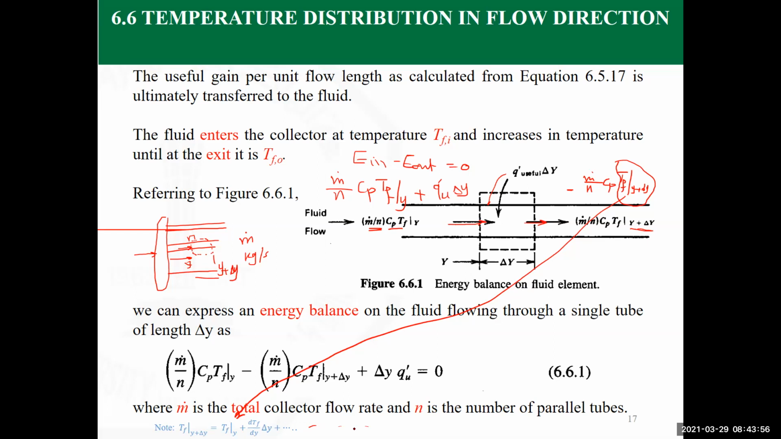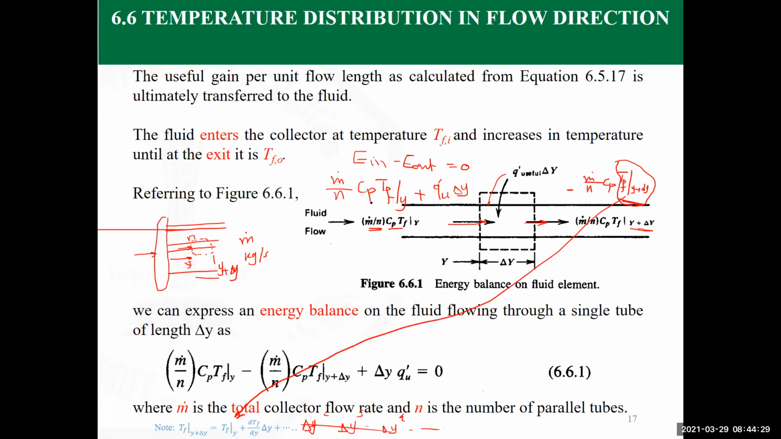We take the first two terms because the other terms have delta y squared, delta y cubed, delta y to the power 4 and so on. If delta y is small, if this is something like 0.01, delta y squared is going to be 0.0001. So it's a very small value and we neglect higher order terms. So we're going to represent Tf at y plus dy in terms of Tf at y plus dTf by dy into delta y.